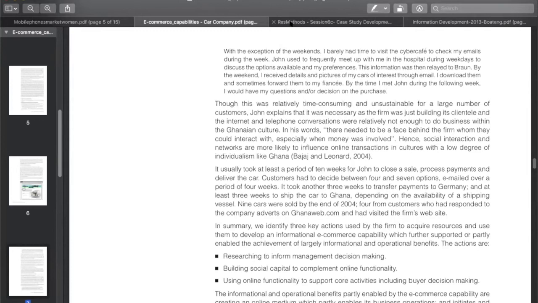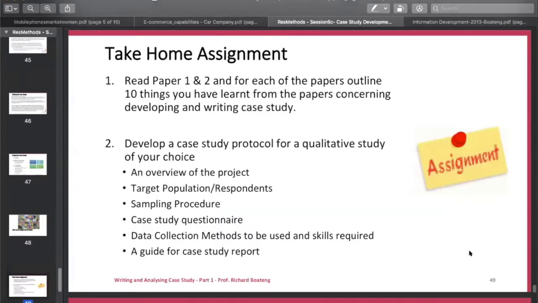So now we have these particular slides that I've shown to you, and the take home assignment. It's on slide 49. You look at paper 1 and 2. Paper 1 has to do with the mobiles and marketing one. Paper 2 has to do with the e-commerce capabilities.